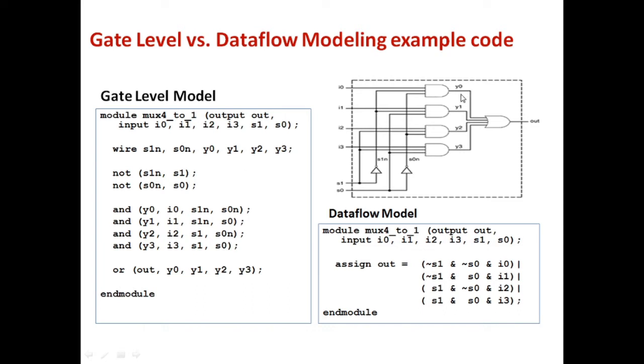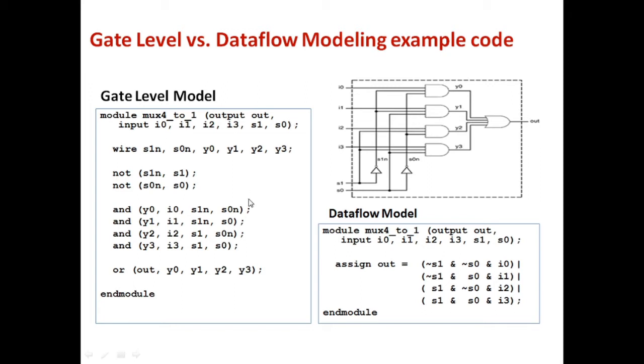In between, I have a number of wires connecting one logic gate to another logic gate. Those wires are Y0, Y1, Y2 and Y3. Here I also have S1N and S0N, which are nothing but the outputs of the inverters. So again, what are these variables? These variables are of type wire, because they are connecting one component to another component.